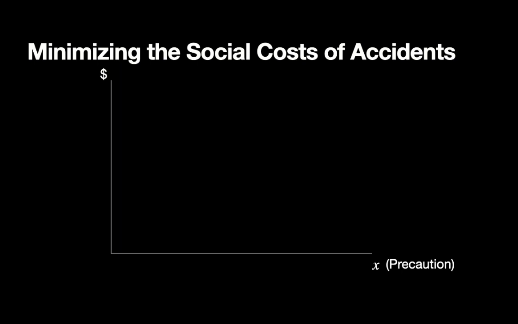Let's graph the social costs of accidents. We want to choose the level of precaution that will minimize the expected social costs of accidents. Units of precaution are on the horizontal axis. The green line shows that as we take more precaution, the cost of precaution increases. Again, an example of this could be a driver giving up valuable time to drive slower. The slower she drives, the more time she gives up.